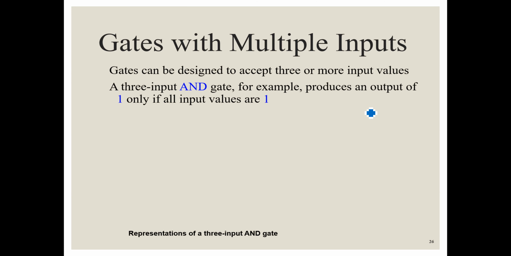Gates with multiple inputs. In the previous slides we have seen only gates with 2 inputs. Now in the coming slides, we'll be seeing gates with multiple inputs. Gates can be designed to accept 3 or more input values. A 3-input AND gate is taken as an example. Here it produces an output of 1 if all the inputs are 1. That's what we stated for the 2-input AND gate: if the inputs are 1s, the output is going to be 1. A 3-input AND gate will produce an output of 1 if all the inputs are 1s.